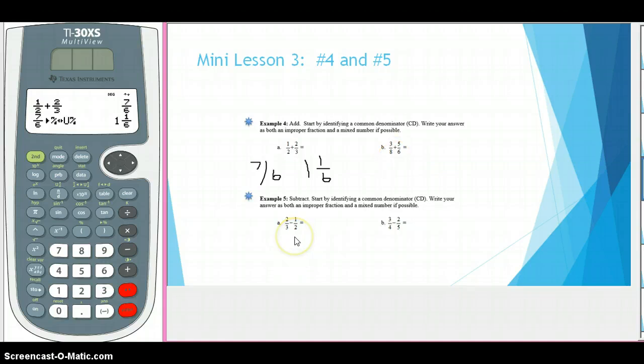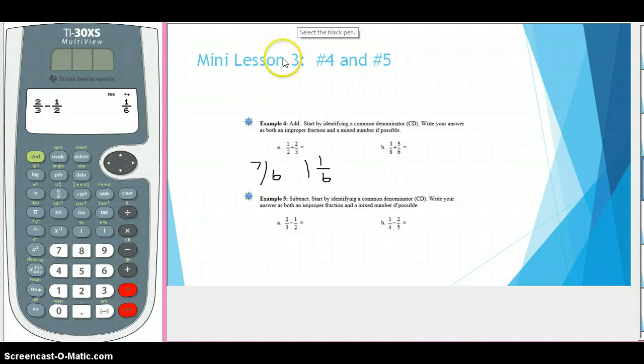Now let's look at a subtraction problem. So let's try 2/3 and use the minus button. Now we have another fraction, 1/2. Use the arrow buttons to navigate, and I'm going to hit enter. And our result is 1/6.